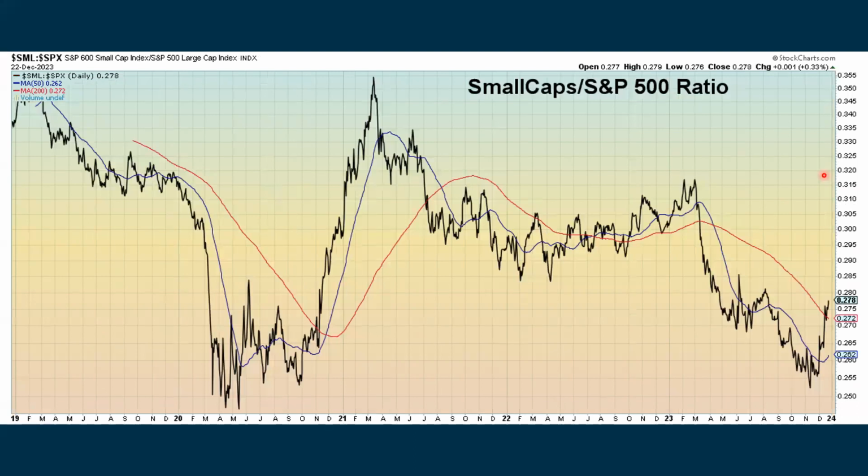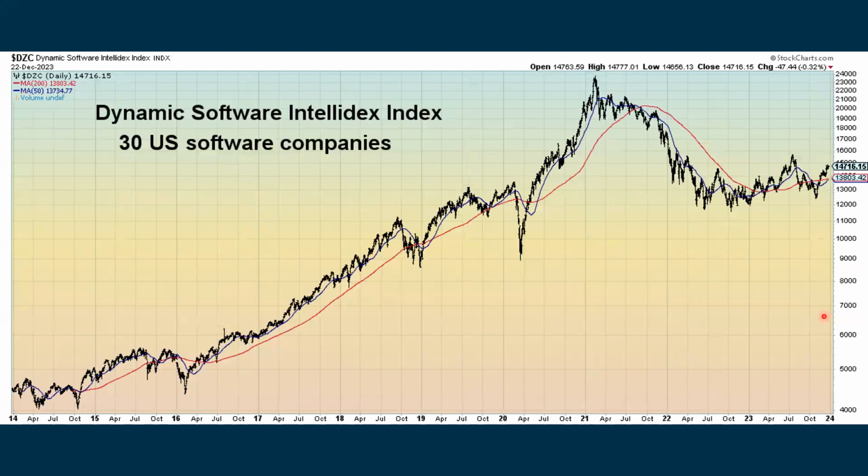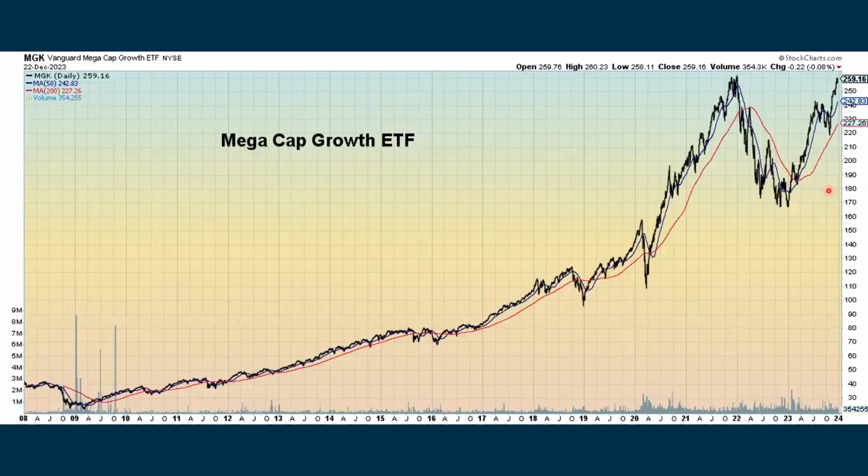Then we look at another ratio. It's still in a longer term downtrend, but since the beginning of December or so, we've been seeing a real improvement with the small caps to S&P 500 ratio. Then we look at the biggest software companies, and we're not quite there yet. We're just getting ready to see a golden cross here. Another week or so with price above both of these moving averages, and this could turn more positive. The mega caps still continue to do well. They're not doing as well lately, but they've done quite well in 2023.